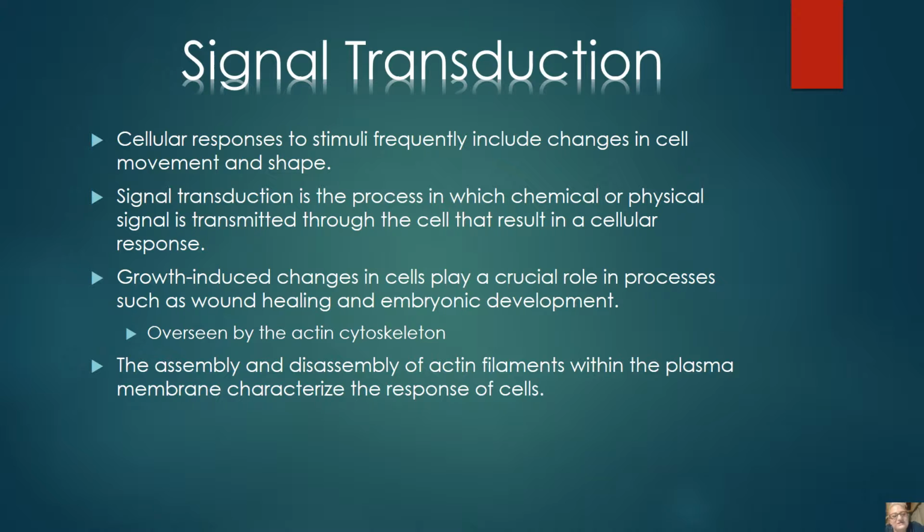Actin also plays a role in signal transduction, which is where cells respond to outside stimuli. These responses frequently include changes in cell movement and shape. So actin changes the shape and moves the cell in response to some type of outside stimuli. Signal transduction is the process in which a chemical or physical signal is transmitted through the cell that results in a cellular response. Growth-induced changes in cells play a crucial role in processes such as wound healing and embryonic development. This is overseen by the actin cytoskeleton. The assembly and disassembly of actin filaments with the plasma membrane characterize the response of cells.